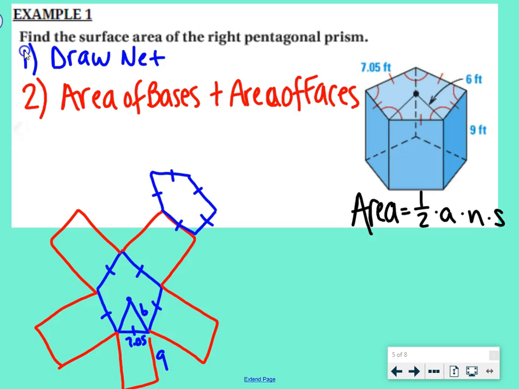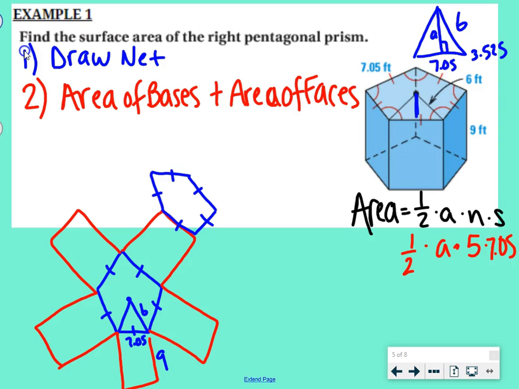So we have to take a look at what we know. We know the number of sides is 5. We know the side length is 7.05. We do not know our apothem. We do need to solve for that apothem, which is, remember, the height of that triangle. So we have the triangle 6. We have A. We know that our whole side length is 7.05. So then half of that would be 3.525.